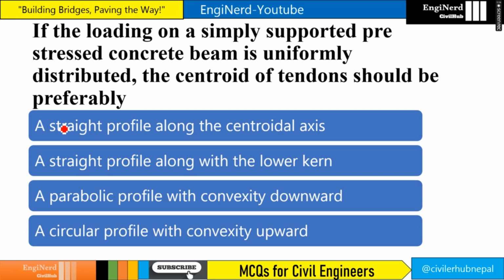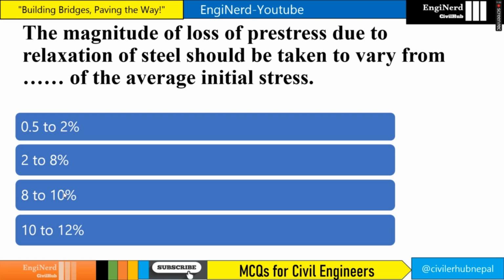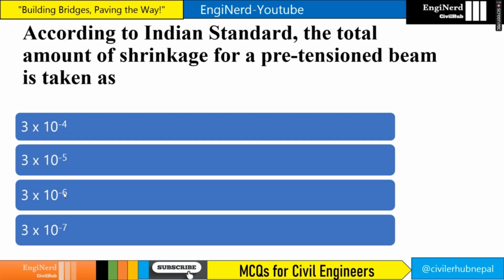So if the loading on a simply supported pre-stressed concrete beam is uniformly distributed, the centroid of the tendon should preferably be parabolic, right? So these two are not right, and this is also not right. So a parabolic profile with convexity downward is our answer. Next is, in conventional pre-stressing, the diagonal tension in concrete decreases, right? So it decreases. The magnitude of loss of pre-stress due to relaxation of steel should be taken to vary from dash of the average initial stress. So our answer is 2 to 8%.